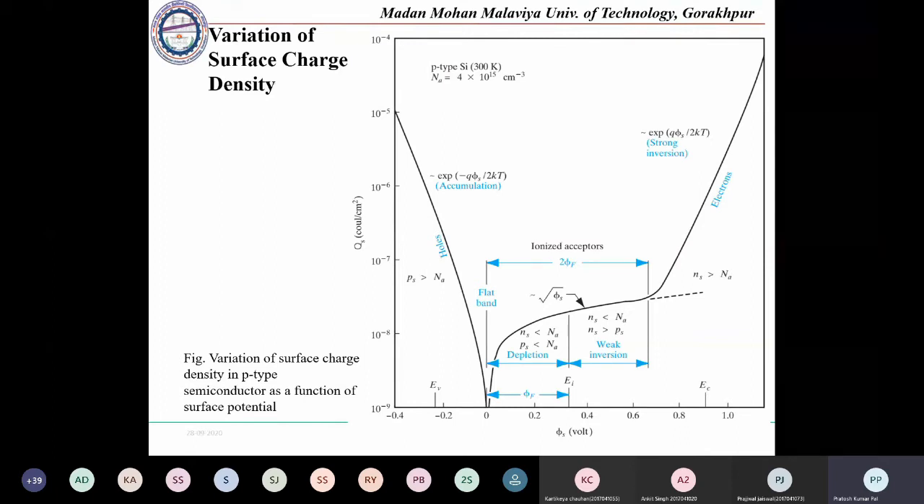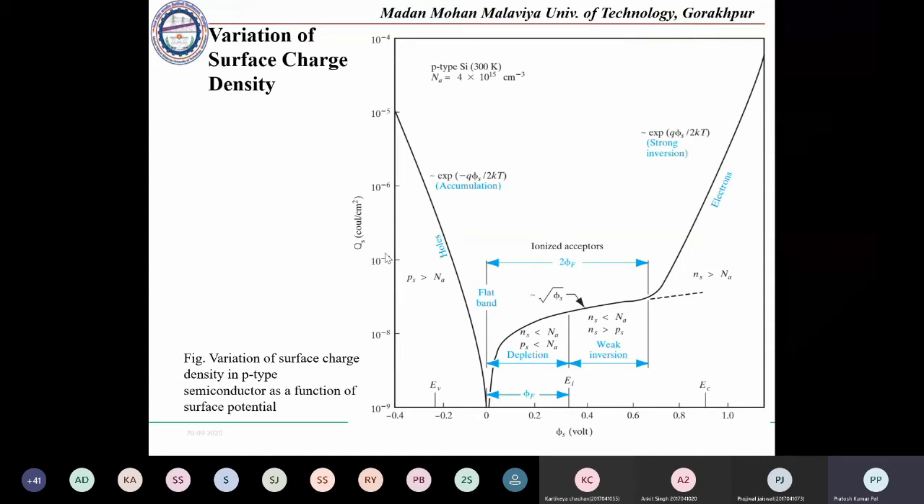So we will see how the surface charge varies over the surface area, and based on that, conclusions will be made to find out in which mode the CV characteristics curve will be. Okay, so we will start with the variation of surface charge density.